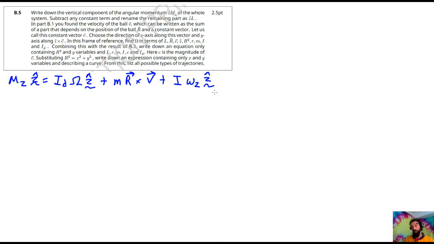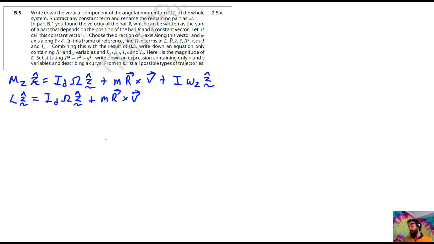So that means that when we're looking for the part that can change, that isn't going to be conserved over time, we can get rid of that final term. So our L dot Z, when I say dot Z, I just mean L in the Z direction, is given by that.